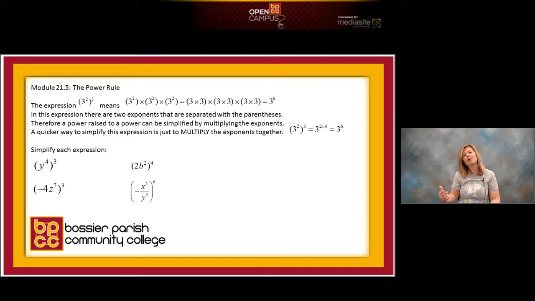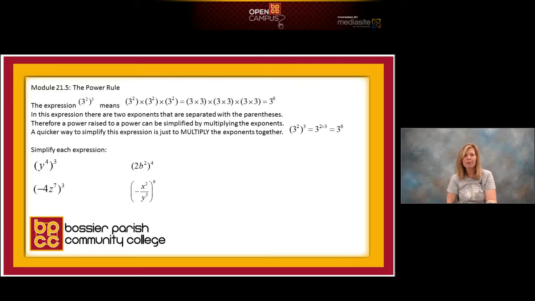So if you look at my first expression, it is read 3 squared cubed. What you'll notice is how many exponents are in that expression. You're right, there's 2. There's an exponent that's a 2, and there's an exponent that's a 3. So let's talk about, again, what this expression means. So let's work it out the long way on paper.